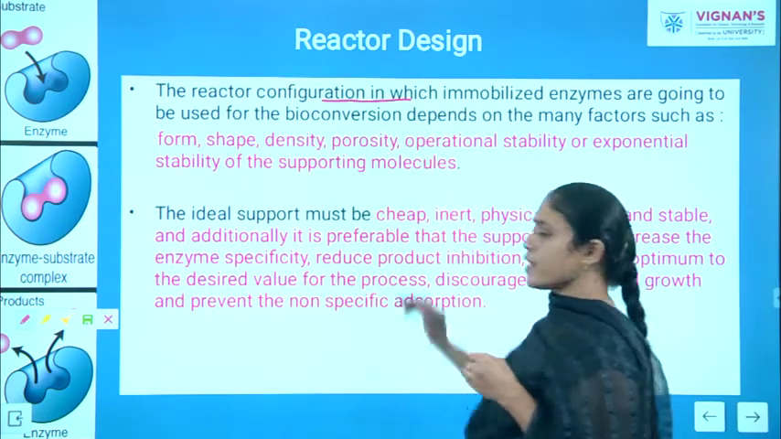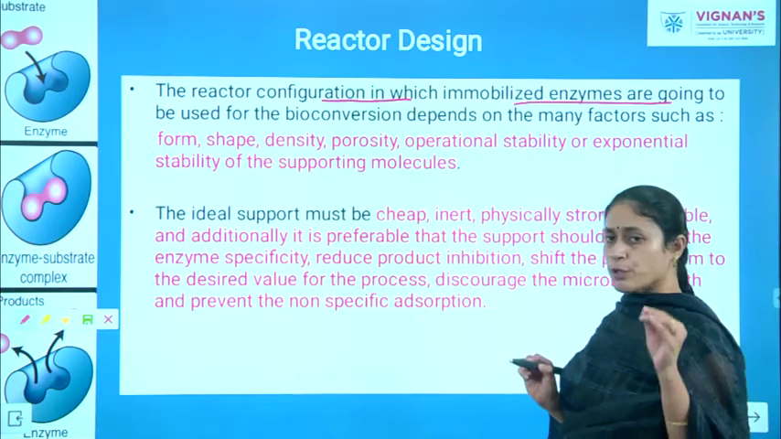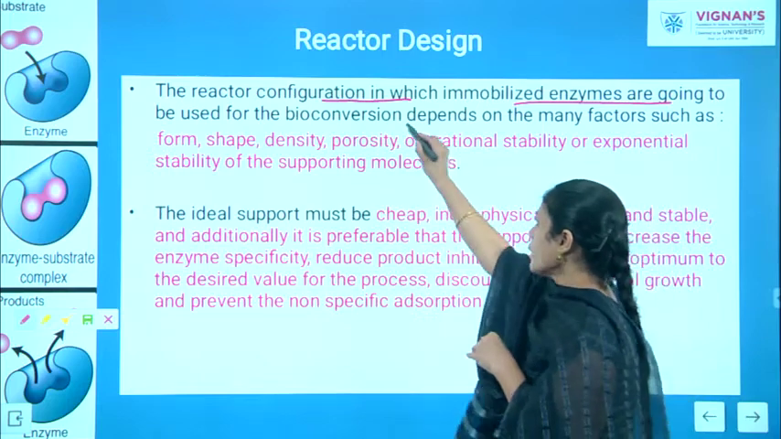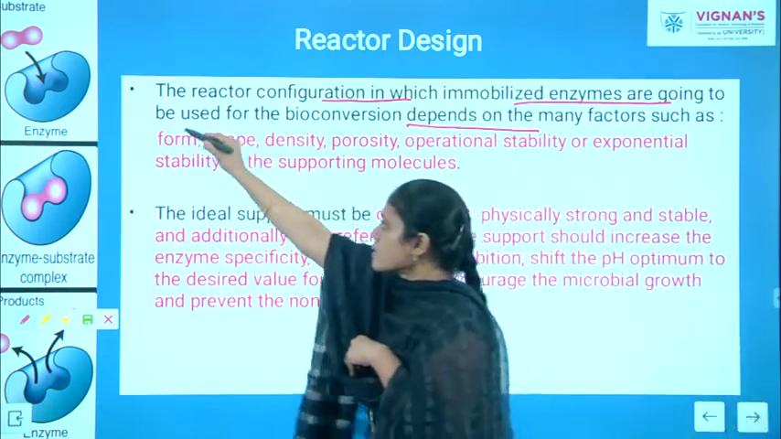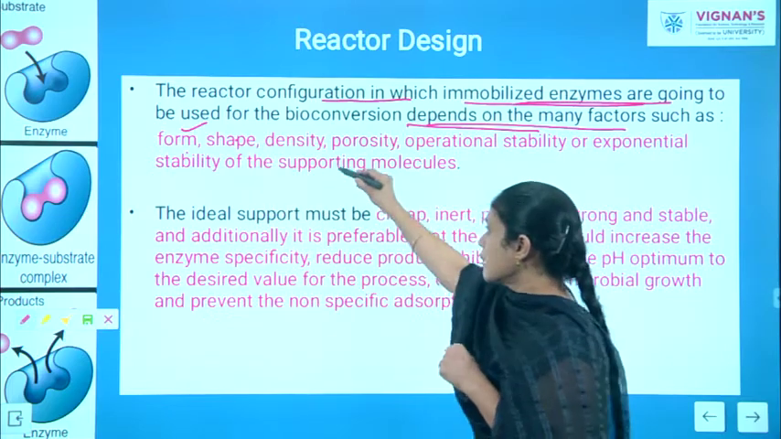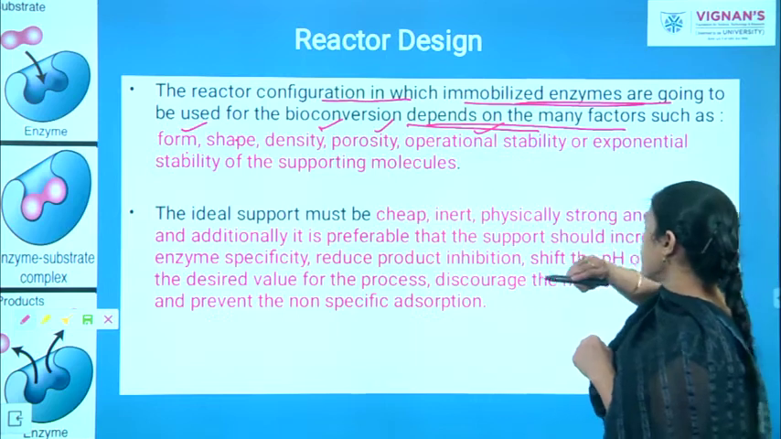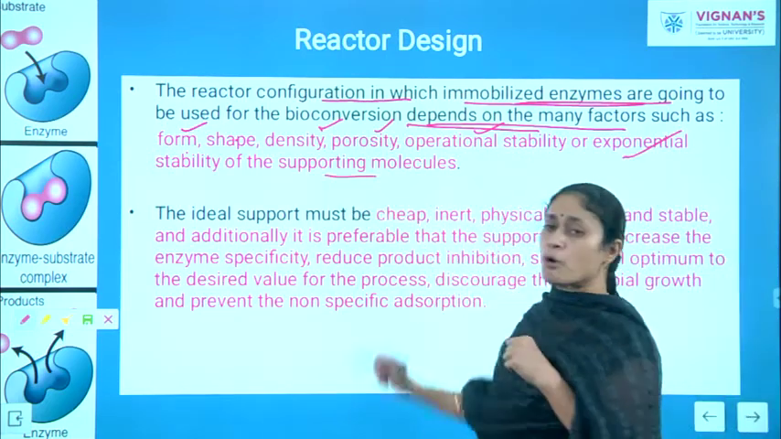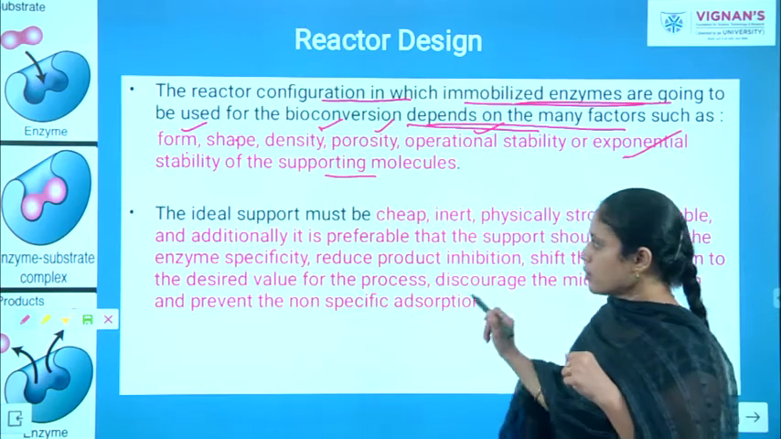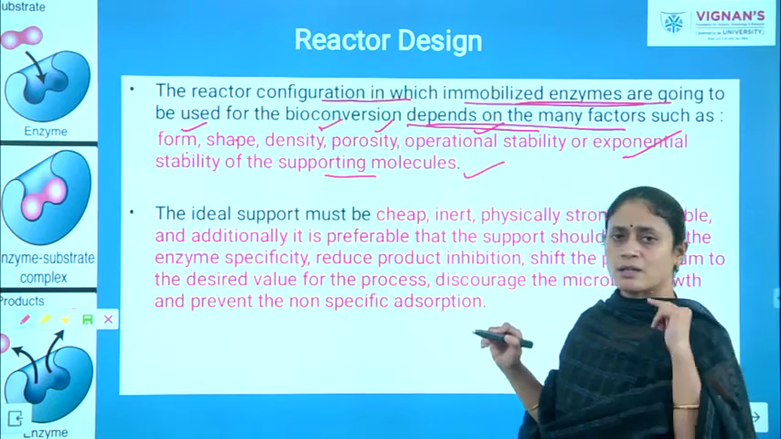The reactor configuration in which immobilized enzymes are going to be used for bioconversion depends upon factors such as form, shape, density, porosity, operational stability, and exponential stability of the supporting molecules. So, you need to have proper information about the properties of your support.